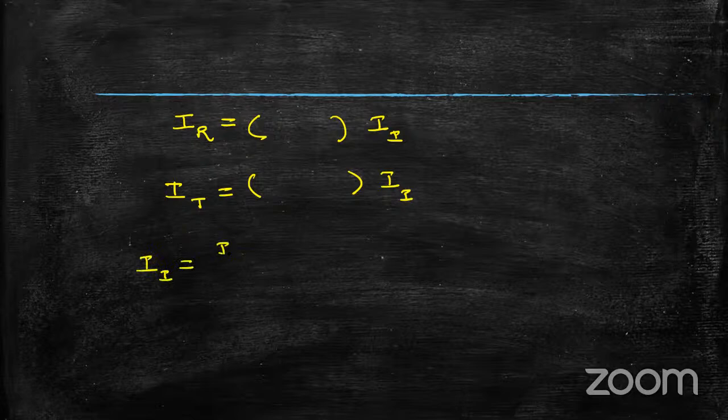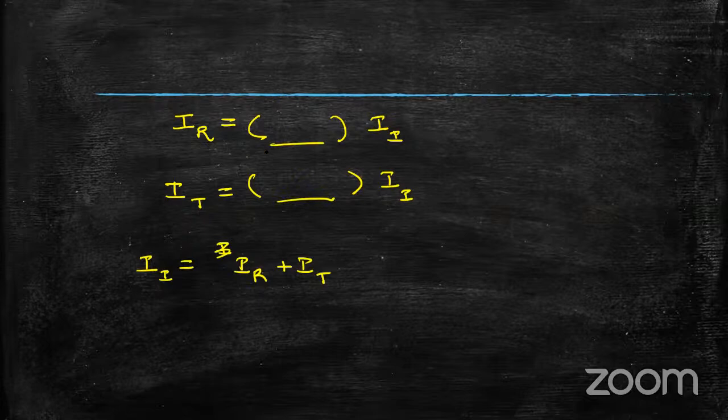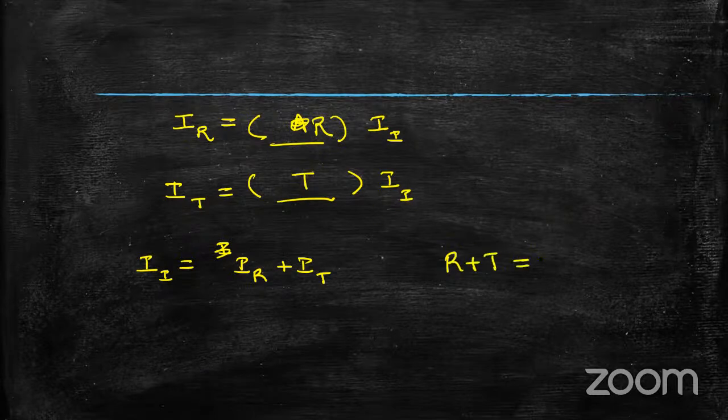should be equal to IR plus IT. That means whatever is inside this bracket, they should simply become 1. So let me call this capital R, connected to the reflectance, and this capital T. So R plus T should be equal to 1. Is it clear? Okay, this is called the reflectance and transmittance ratio.